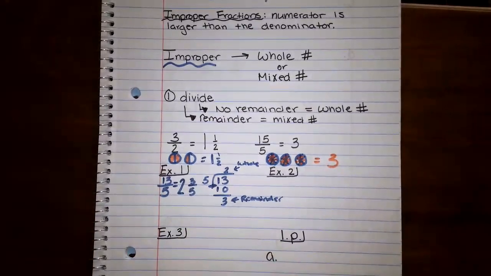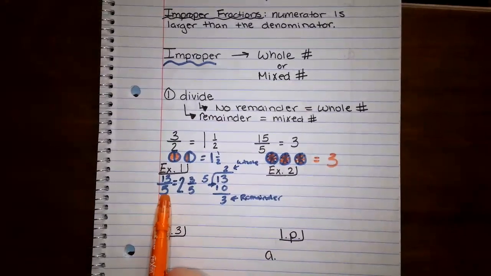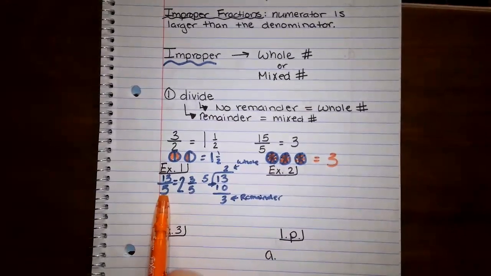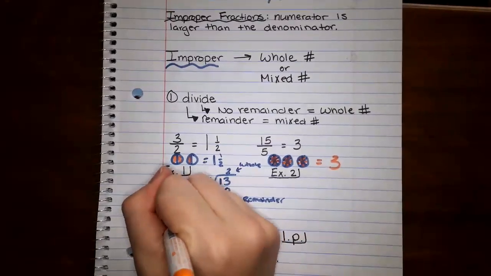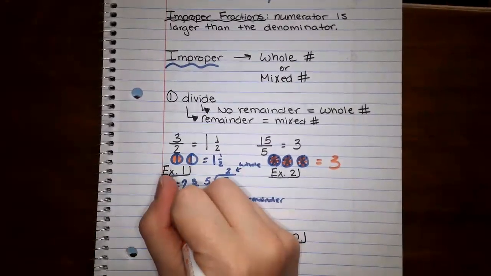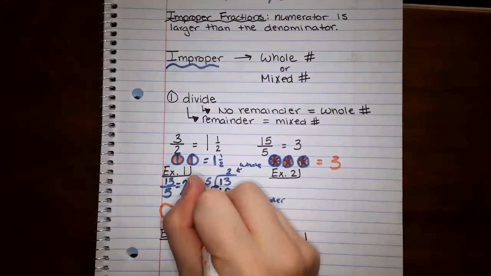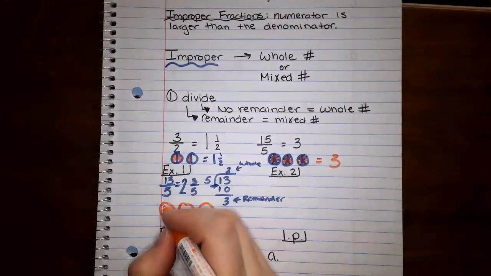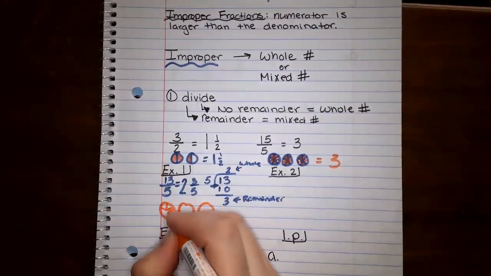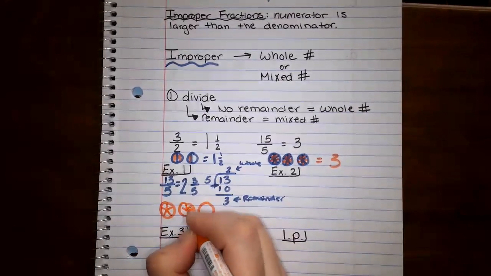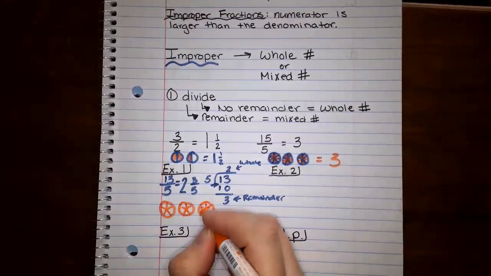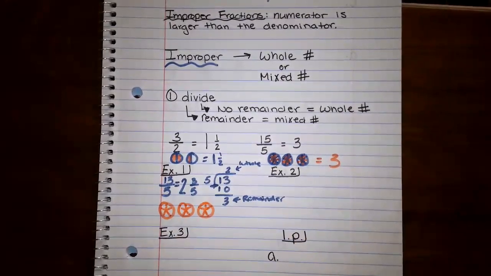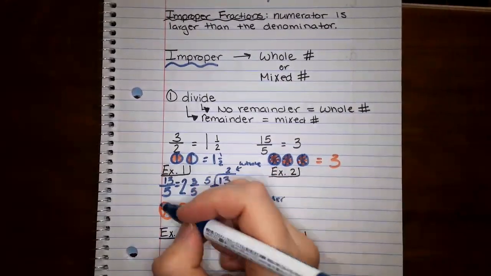Now let's draw a picture just to show that so we can understand. Remember, I need to draw circles that are going to be in fifth parts. So here are my circles. 1, 2, 3. Split them into 5 again. Get my little stick figure in there. Okay. Now I need to color in 13 of those fifth parts.